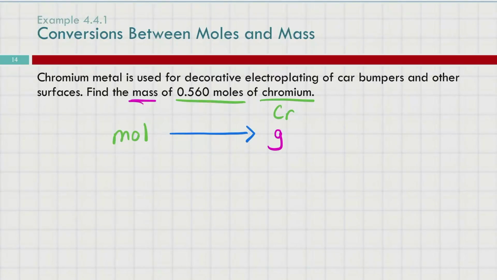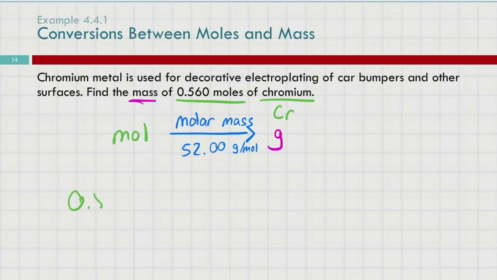What are we going to use to convert between moles and mass, or moles and grams? What do we call it? Say it with me. Molar mass. Cool, nobody said it with me, but that's fine too. I'm not sad. The molar mass for chromium is what? On our yellow sheet, it's 52.00 grams per mole.